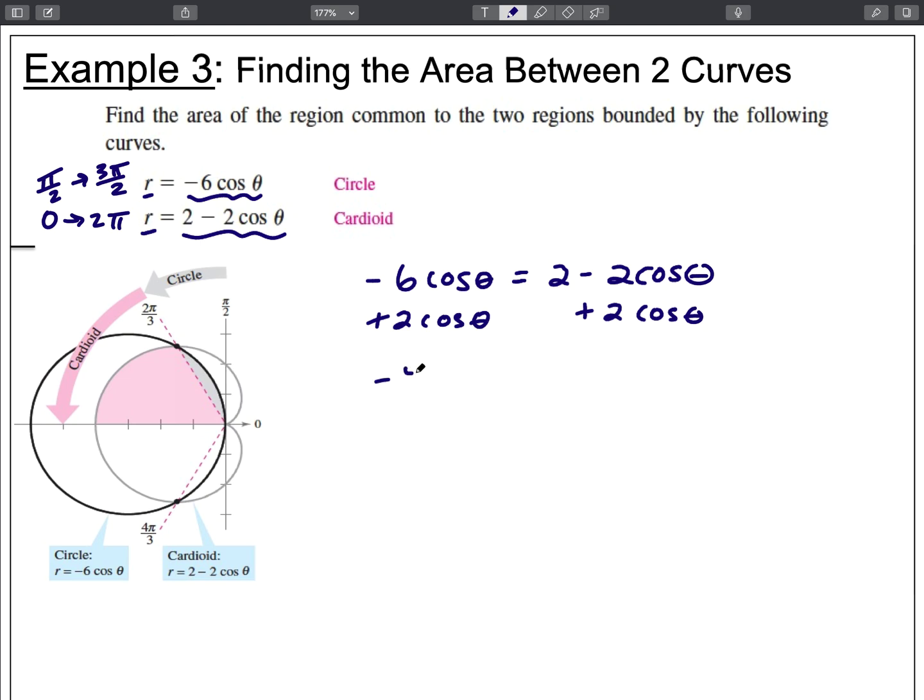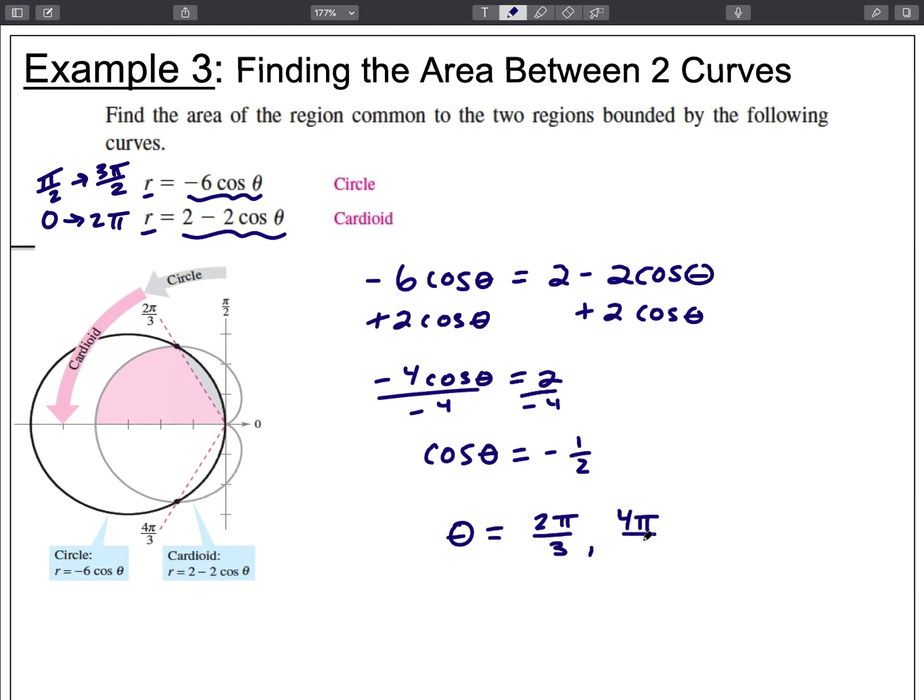If you do this, you're going to get -4 cosine of theta is equal to 2. Divide both sides by -4. This would mean that cosine of theta is equal to -1/2. So then you have to think to yourself on the unit circle, where is cosine equal to -1/2? Give you a second. About 2 pi over 3 and 4 pi over 3. So in this case, we have two spots. So these would be my values of theta.